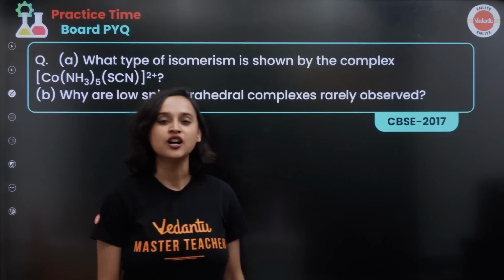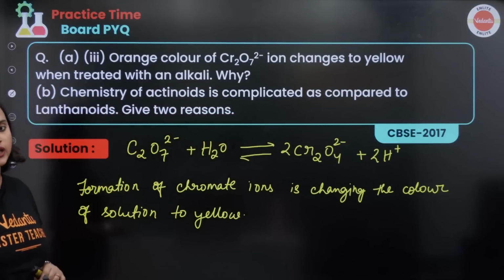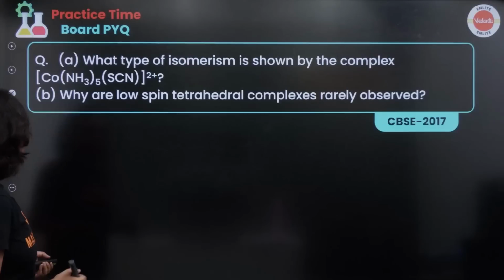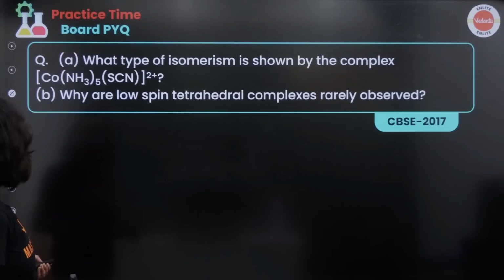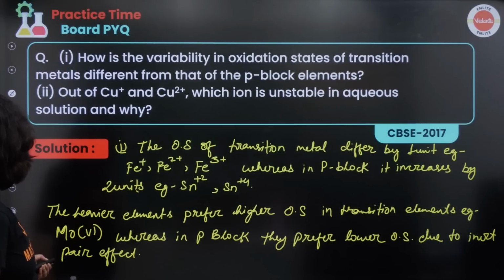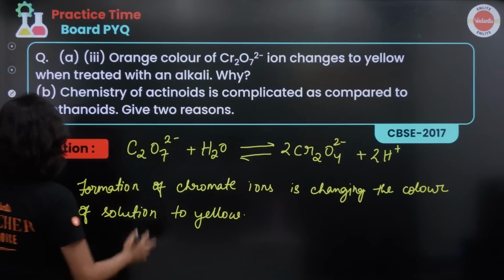Moving on, did I answer both of these? Chemistry of actinoids is complicated as compared to lanthanoids. Give two reasons. Where do I write now? I don't have place to write. Okay, let's write it here.